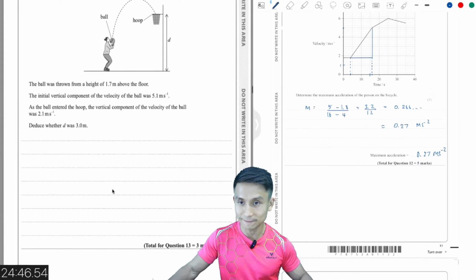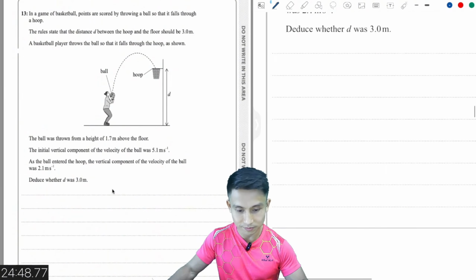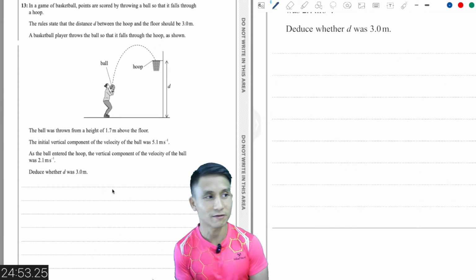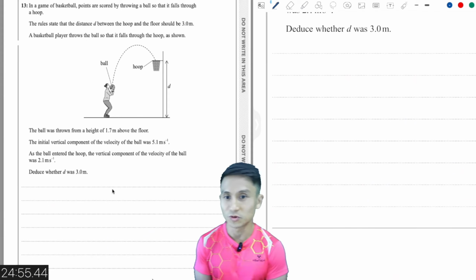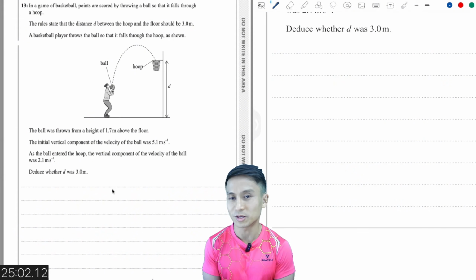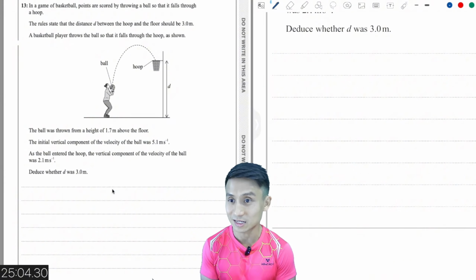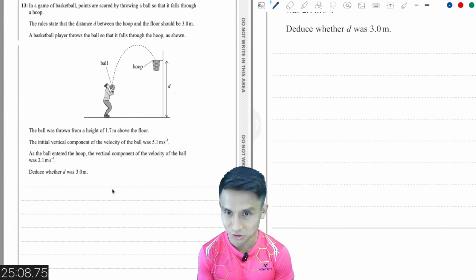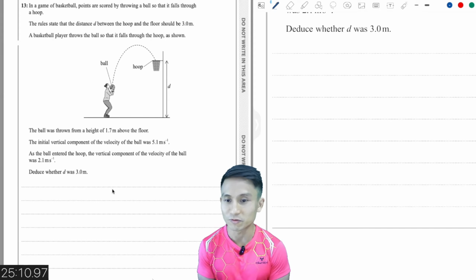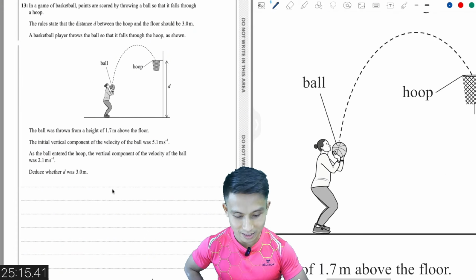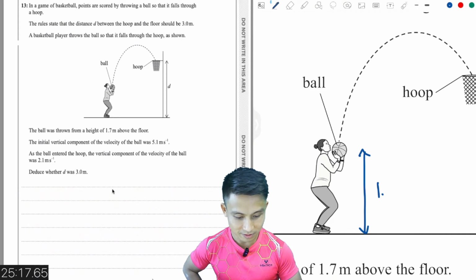All right. Number 13. In a game of basketball, points are scored by throwing a ball so that it falls through a hoop. The rules state that the distance d between the hoop and the floor should be 3 meters. So that should be distance d. The basketball player throws the ball so that it falls through the hoop as shown. The ball was thrown from the height of 1.7 meters. Okay, so that is saying that this is 1.7.